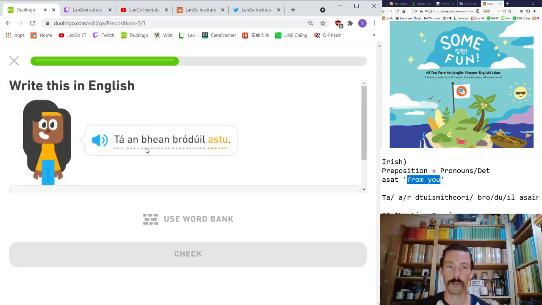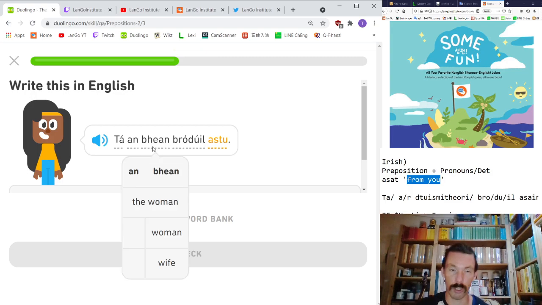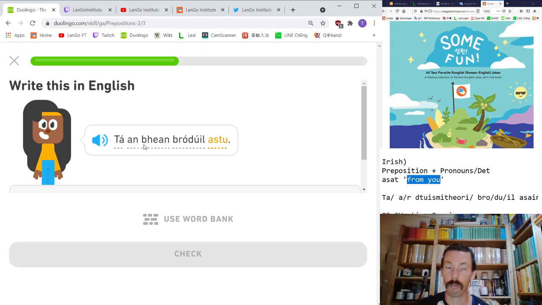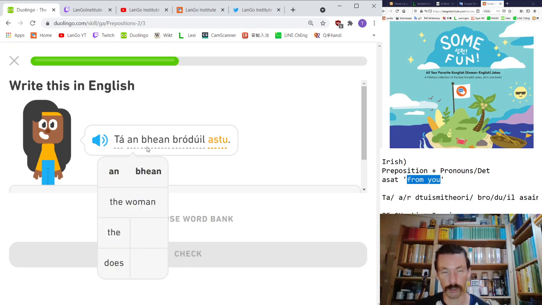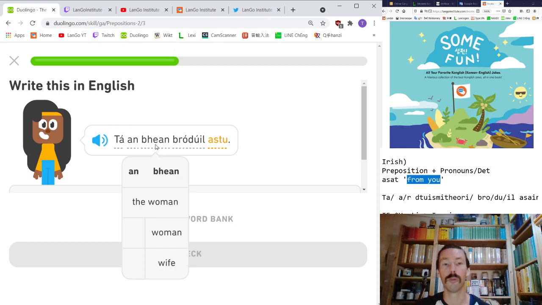Okay, so here's more of what I meant with that mutation rule. Here we've got the lenited form, or whichever one it is, the mutated form of be that turns it into a fricative van. Tá an bhean brodul astú. And it tells us this is not the first word of the noun phrase. An, there to the left, belongs to this. The woman is proud of them.